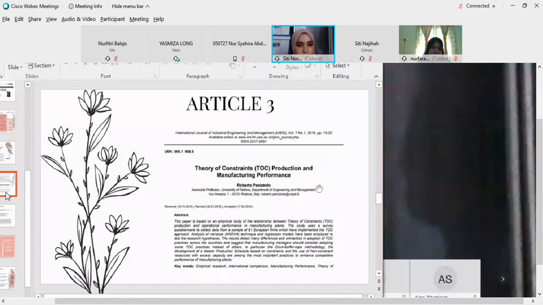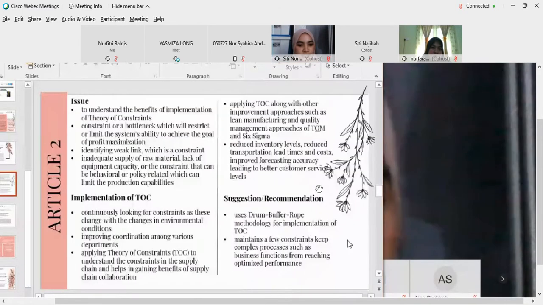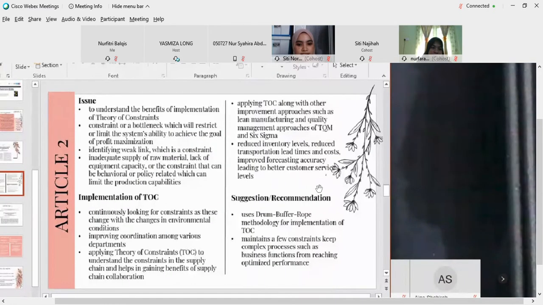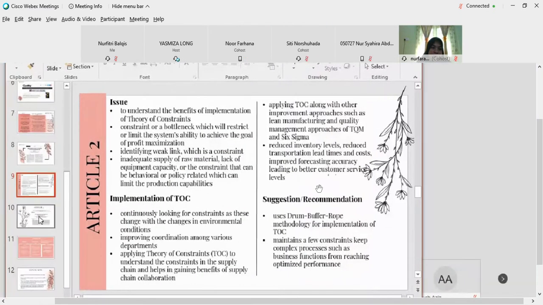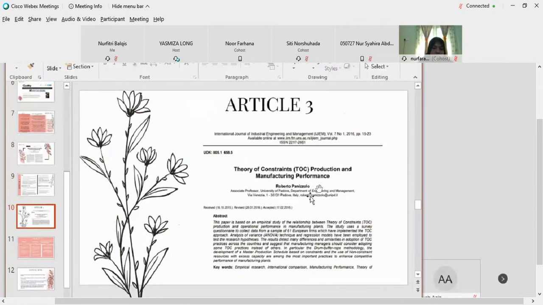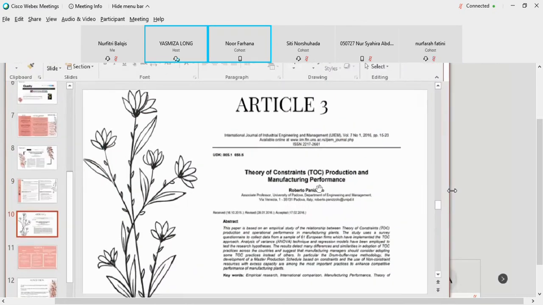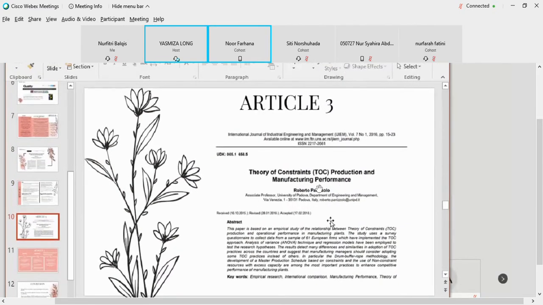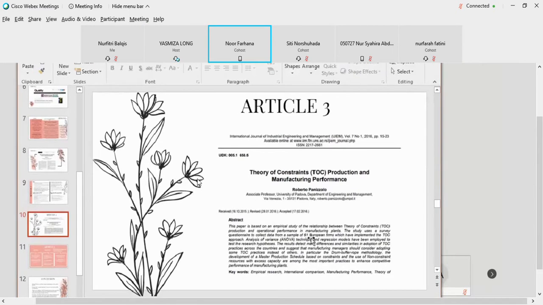I'll pass to Article 3 to continue. Hello. Dengar. So continue.